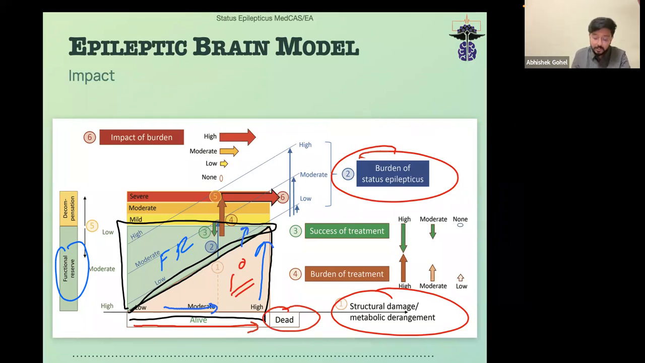How do we prevent that? By giving early and aggressive treatment. So it will increase the functional reserve. This is the primary goal of the treatment, to increase the functional reserve. And if you do that, the structural damage will automatically come down.